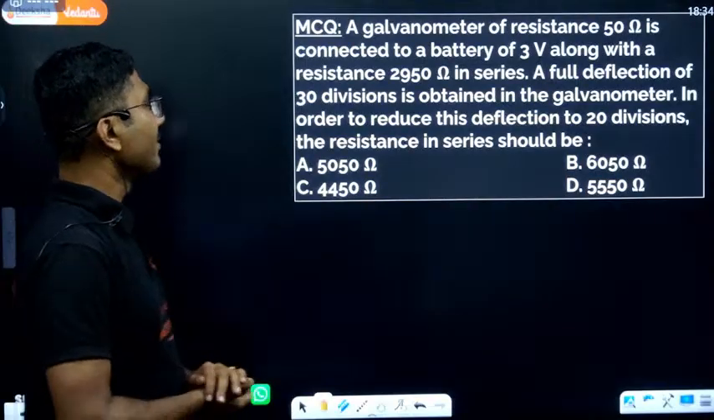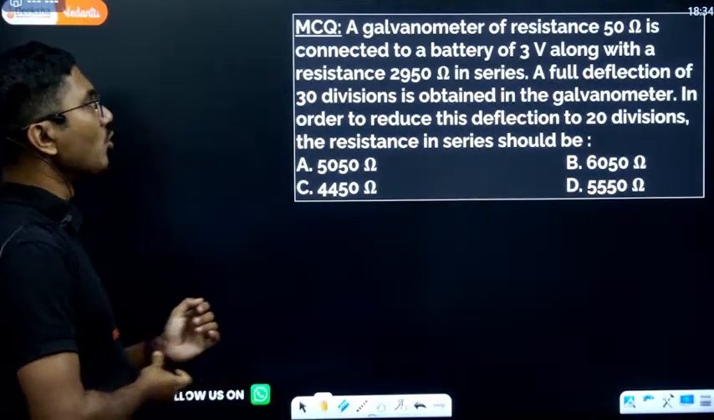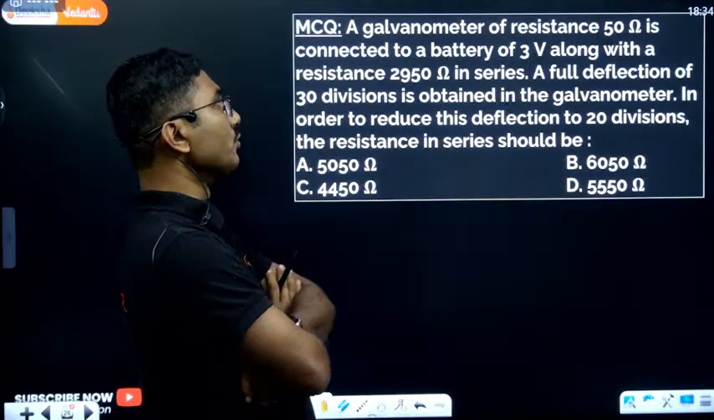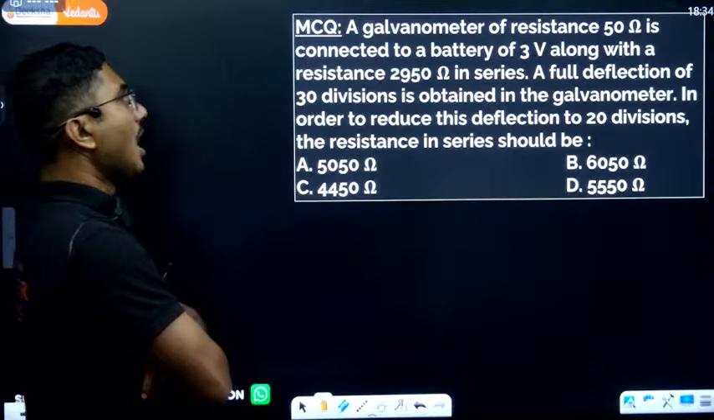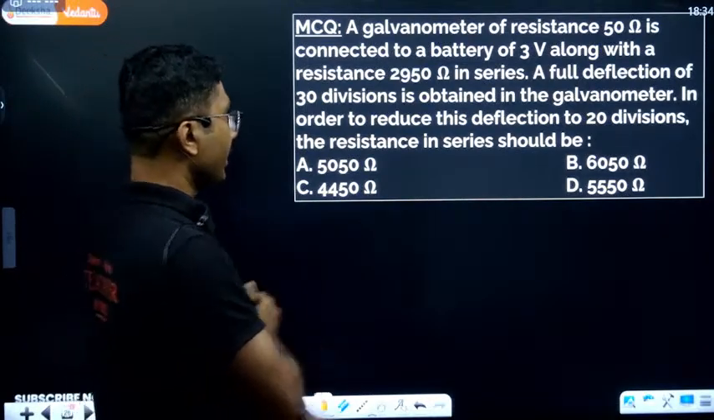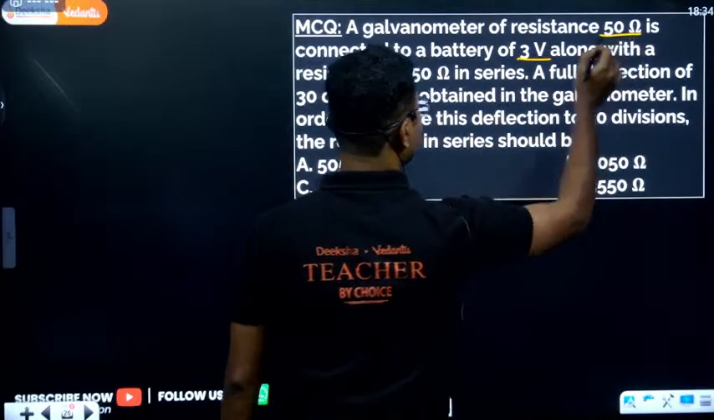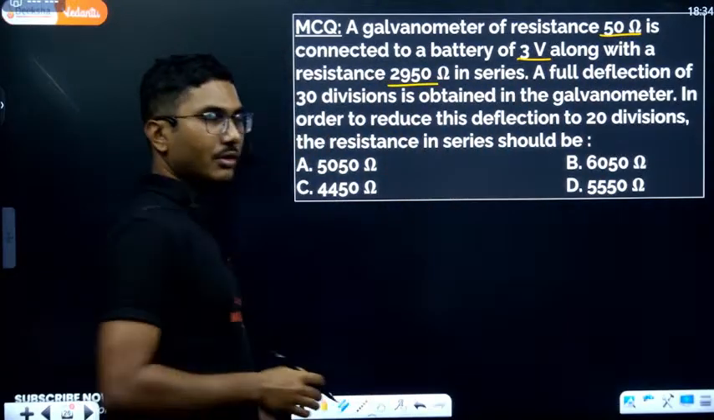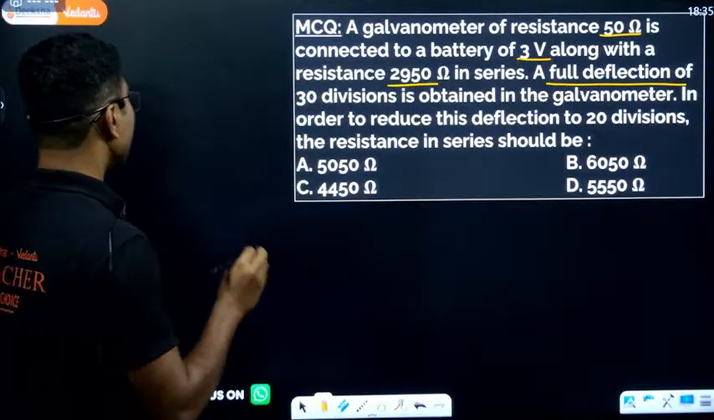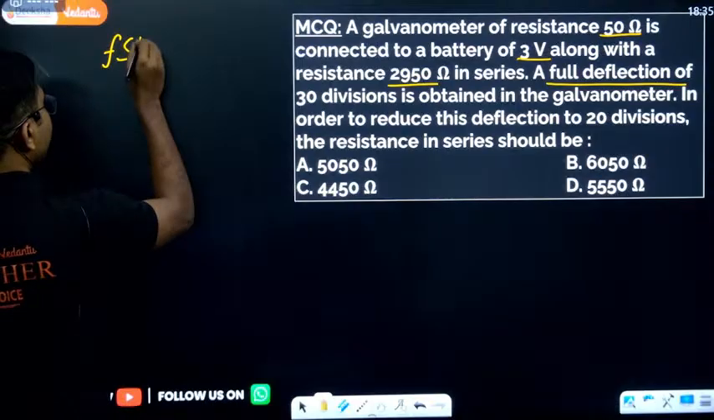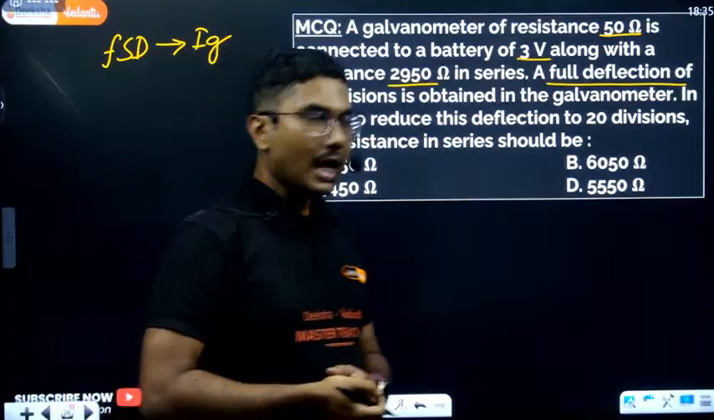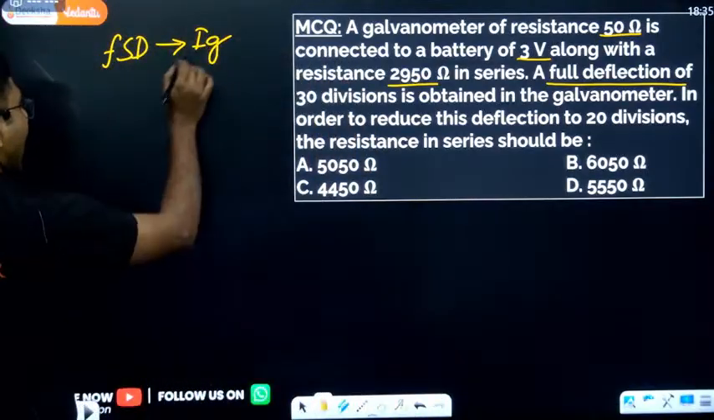One question I have: a galvanometer of resistance 50 ohm is connected to a battery of 3 volt along with a resistance of 2950 ohm in series. A full scale deflection of 30 divisions is obtained in the galvanometer. Okay, so voltage is given, galvanometer resistance is given, the external resistance is also given, and it is saying this is the full scale deflection. So if you remember, what is full scale deflection? Full scale deflection is basically the maximum current that can pass through the galvanometer, which is Ig, right? So we can calculate Ig.